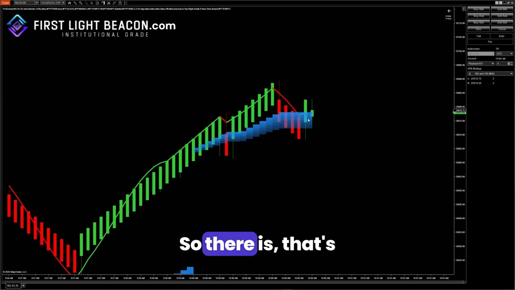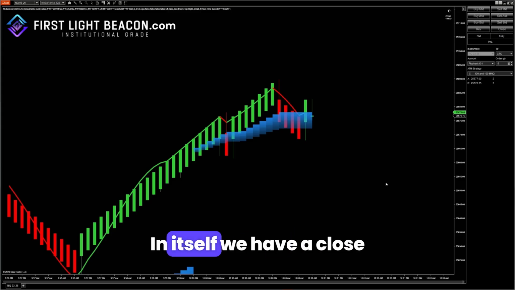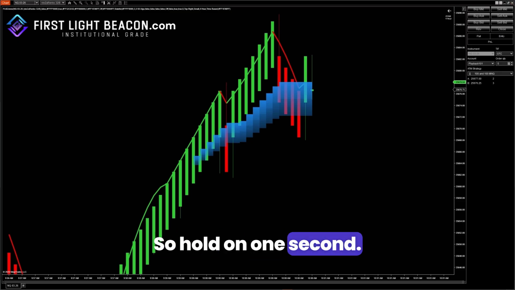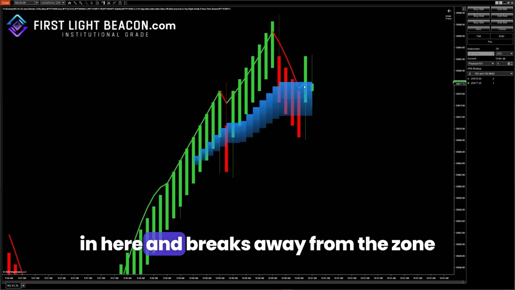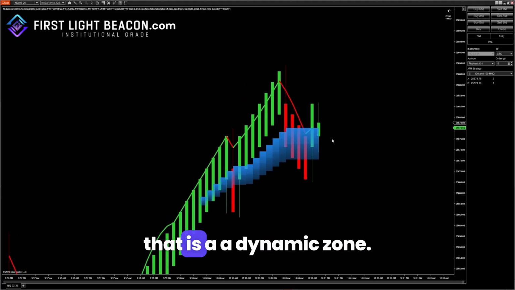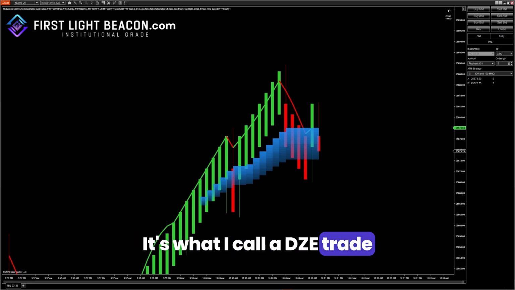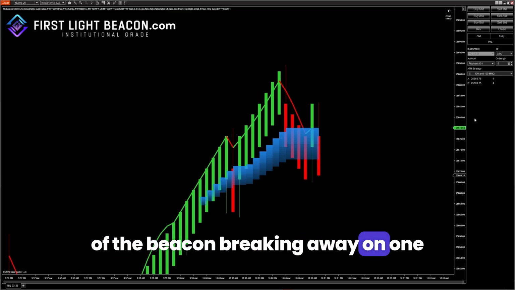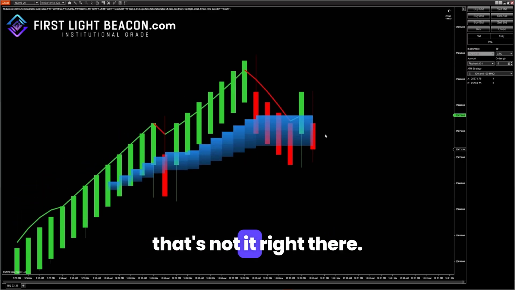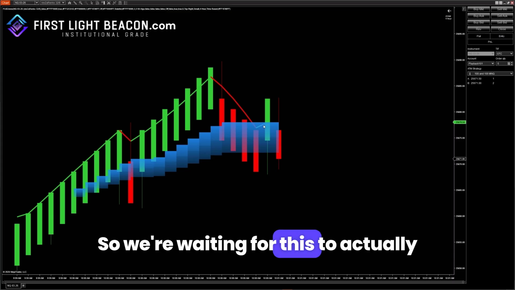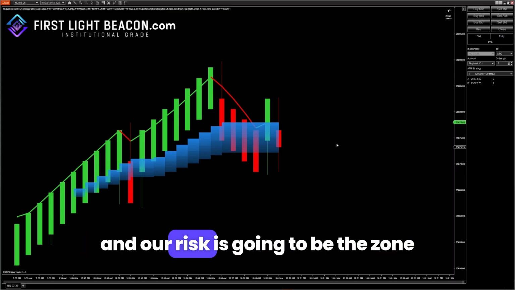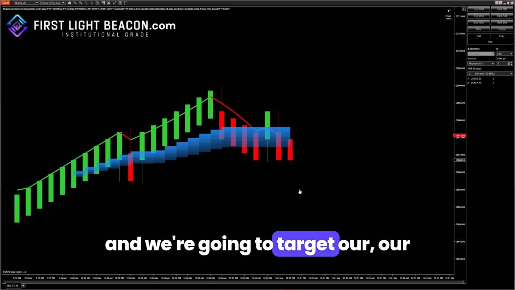So that's an entry right there in itself. We have a close of the beacon line. Well, not yet. So hold on one second. Let's see. If this beacon line comes in here and breaks away from the zone, that is a dynamic zone. It's what I call a DZE trade, dynamic zone execution. So we want to get a close of the beacon breaking away on one of the candles closing. And obviously that's not it right there. So we're waiting for this to actually happen. And if this breaks away, then we're going to get into the trade, and our risk is going to be the zone, and we're going to target our high.